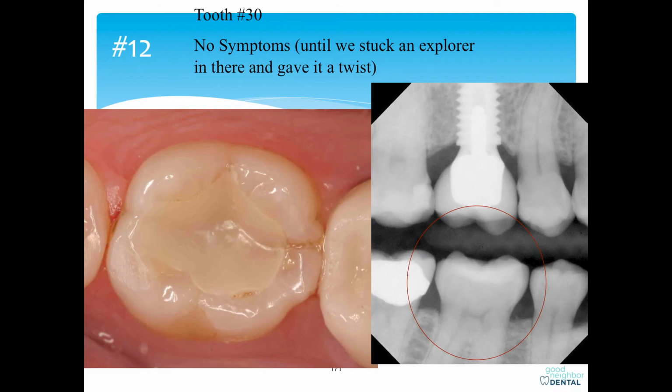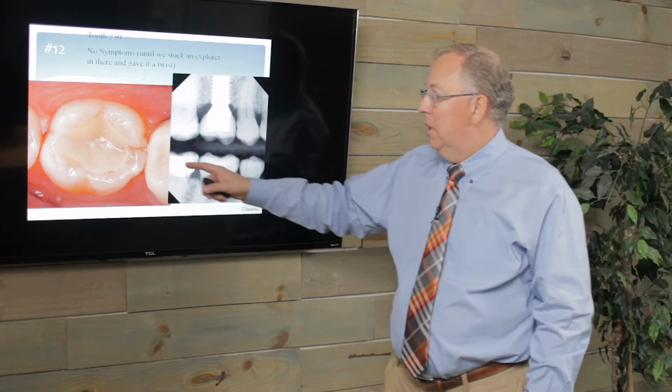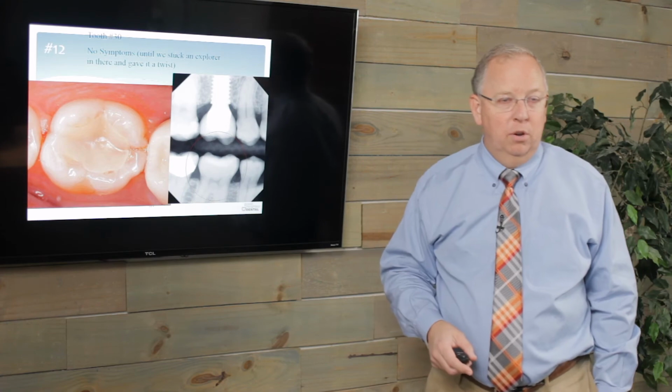No symptoms until we stuck an explorer in there and gave it a little twist. What does that mean? It means that is the beginning of cracked tooth syndrome. That tooth needs a crown as soon as possible. Tell the patient not to bite down on that side of their mouth until you see them, and warn them that 10% of these teeth end up needing a root canal, and 10% of those teeth, or 1% of the originals, end up coming out at some point because the crack was more invasive than it appeared to be.